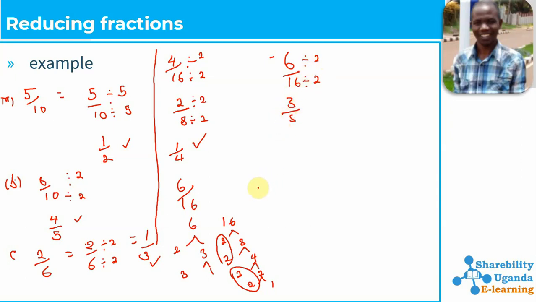What do we get here? 3 out of 8. So which factor can we get to divide the 3 and 8? It is not there. Okay, so now when you look at this method, we shall be able to pick out our 3, our last figure, which is a 3.